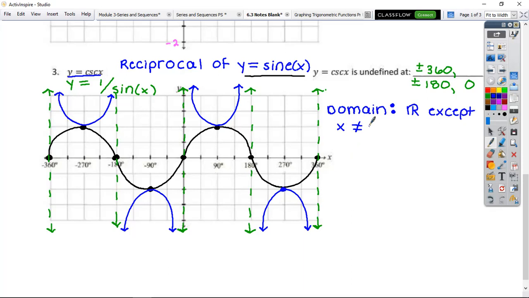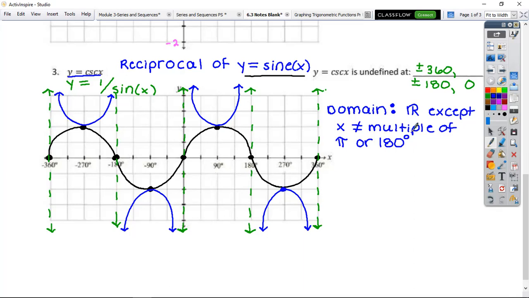So it cannot be equal to a multiple of, you could say pi, or you could say 180. Right, because it can't be 180, it can't be 360. And if you keep adding 180 forever, it's going to be undefined at all of those values. So x cannot be a multiple of 180 degrees.